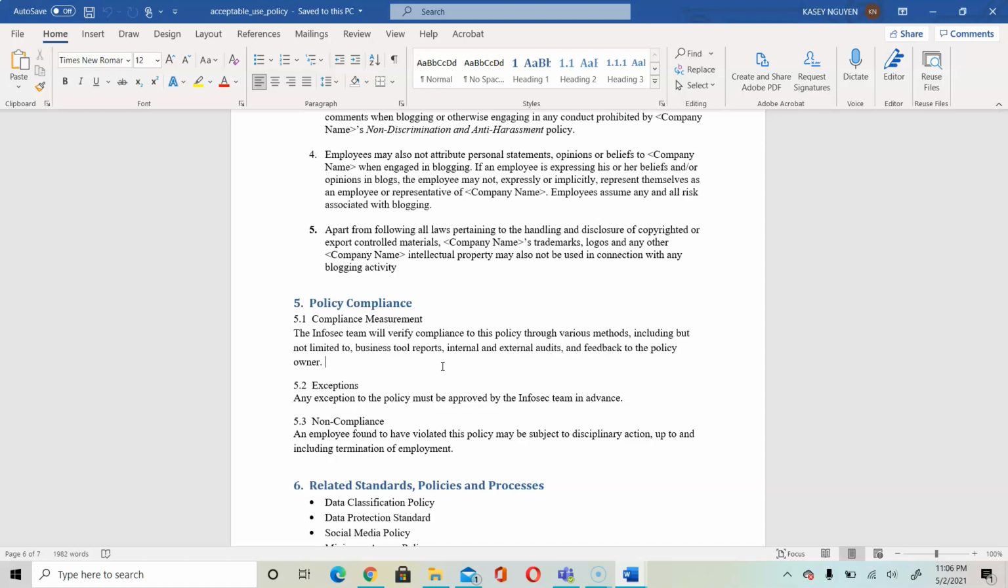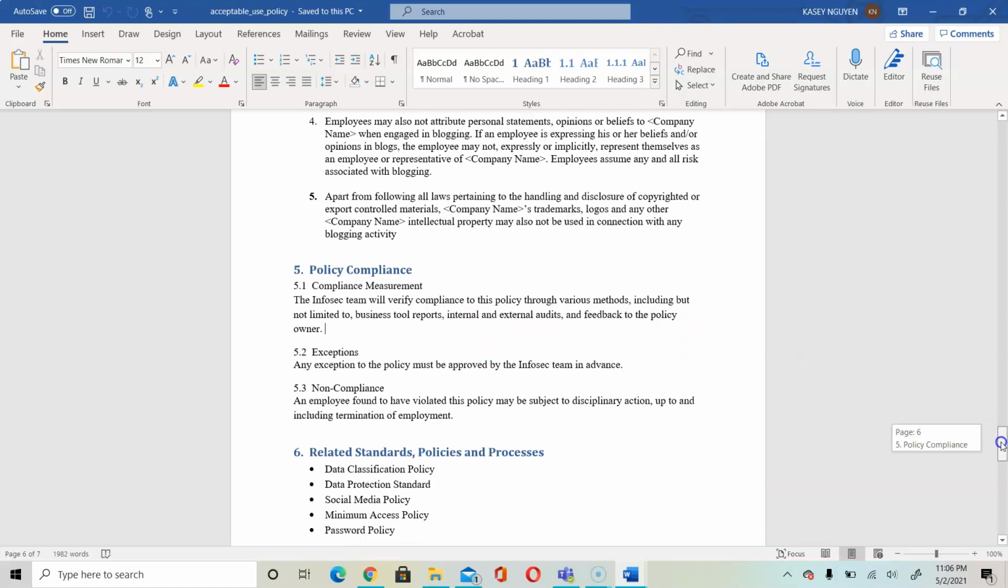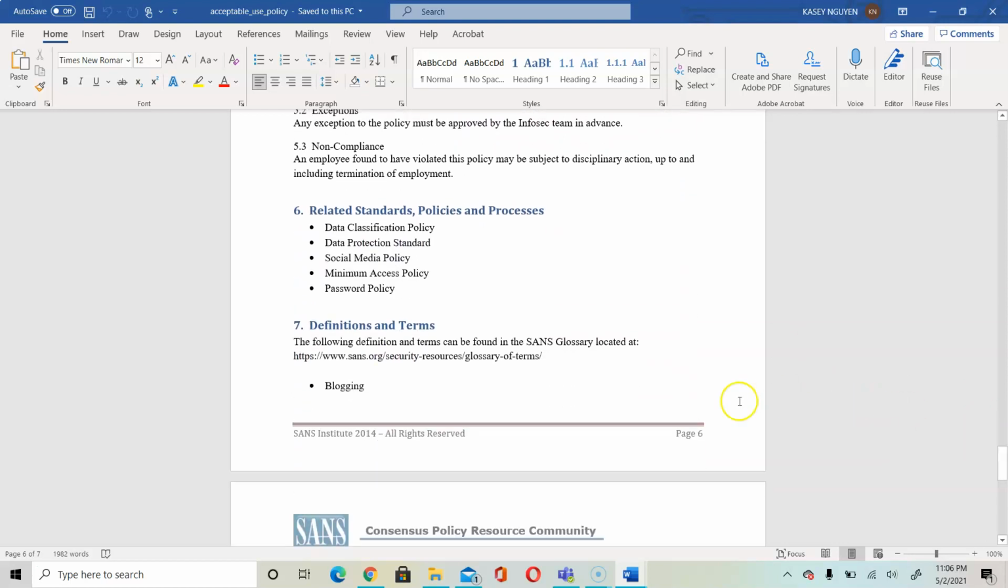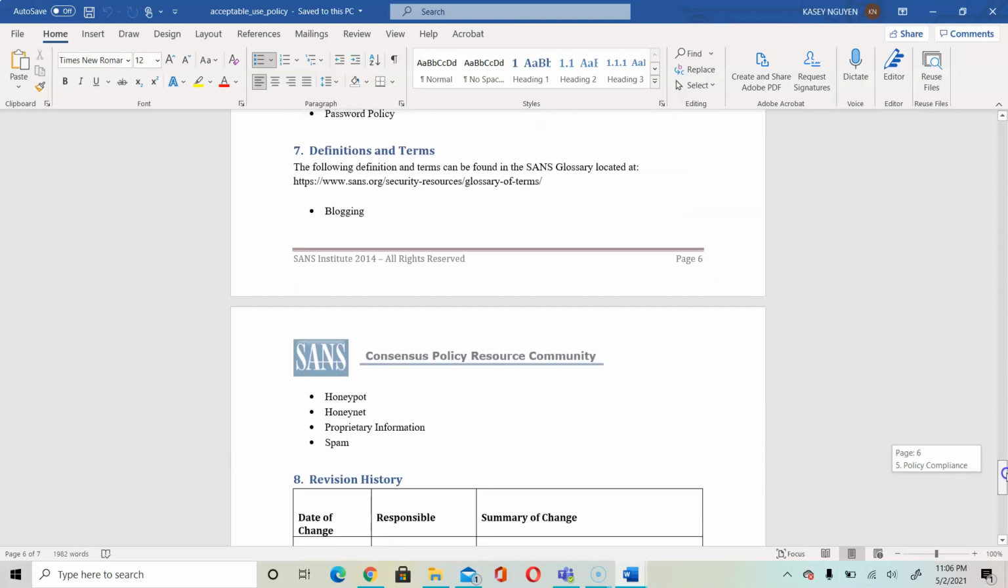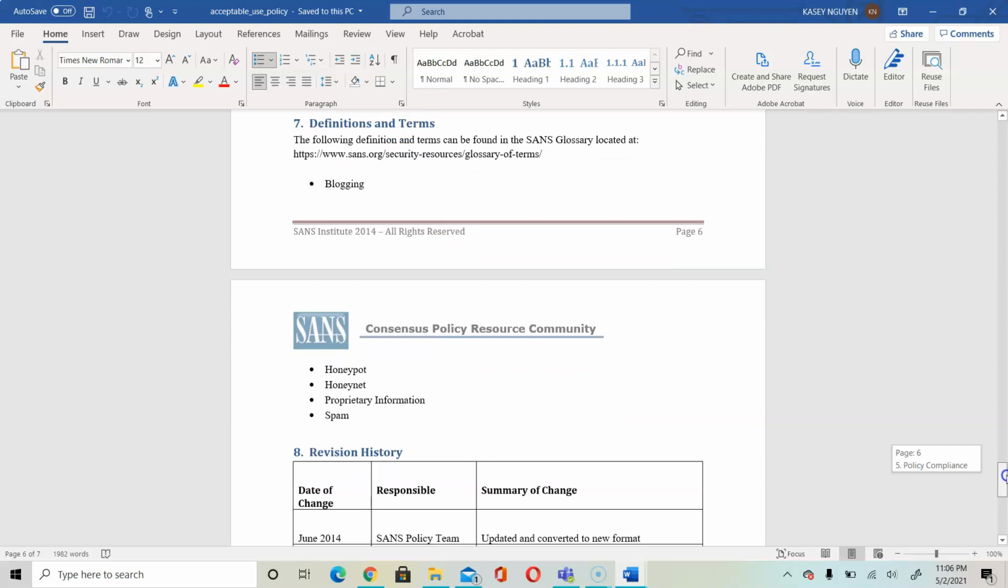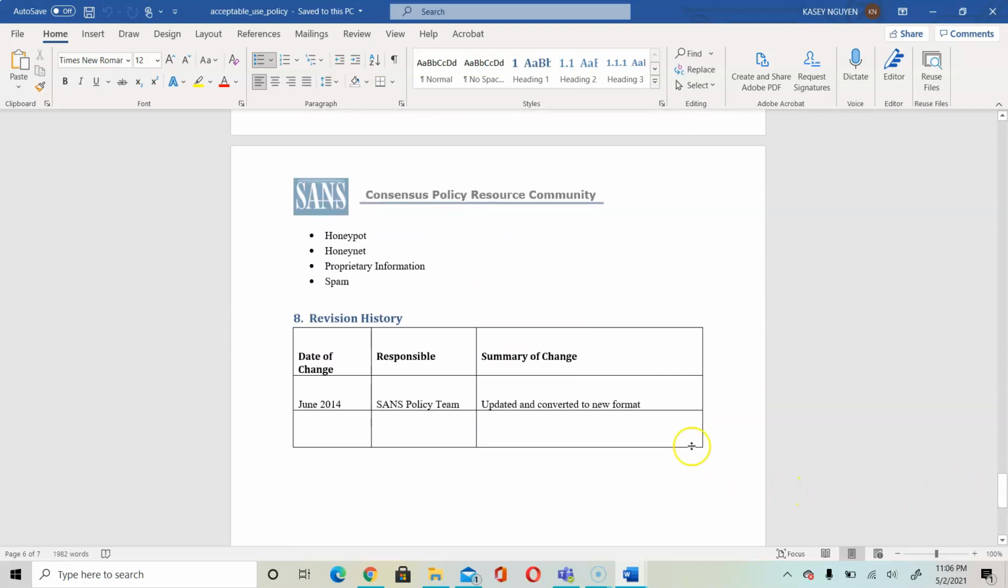And when we update policies, we want to make sure we follow up with the technical audit where we would look at configuration that would be parallel with the policy. And then in the next area, that will be related standards on what would be other policies that would be tied to this or other standards. And you want to get into definitions and terms. And on the bottom, we can state the revision, when it was changed, what kind of change was done, and who did that.